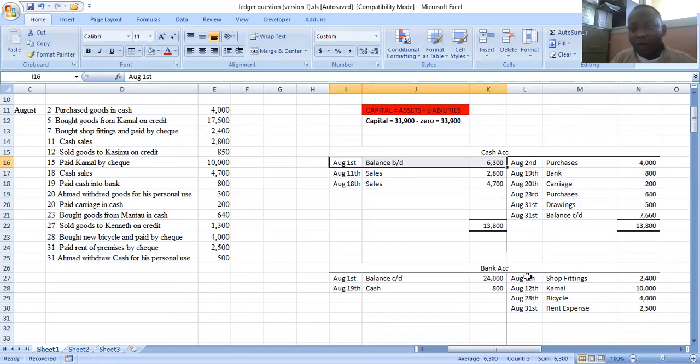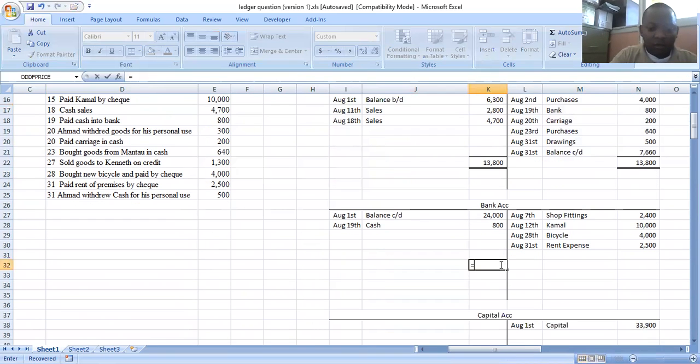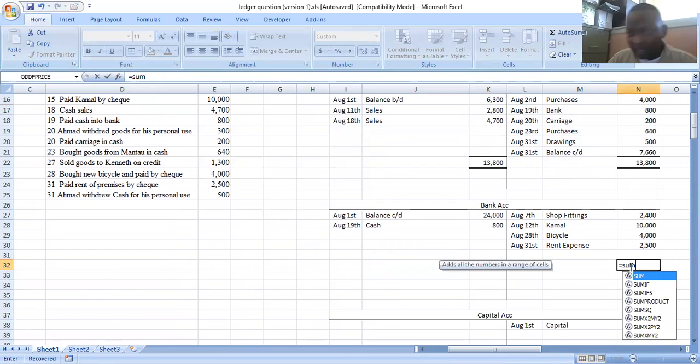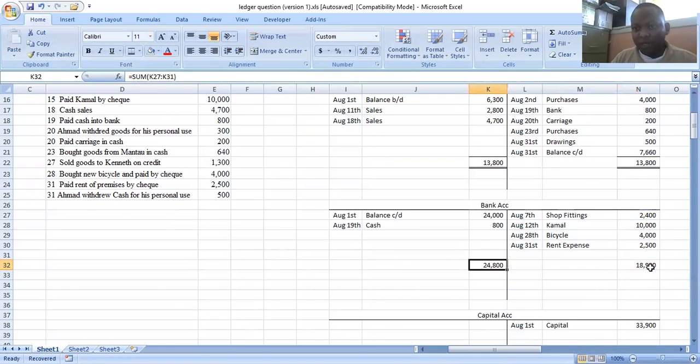Then we proceed. We balance off the bank account. So the total of the bank account on the debit side is 24,800, whereas the total of the credit side is 18,900. So as you can see, the credit side is lower than the debit side.